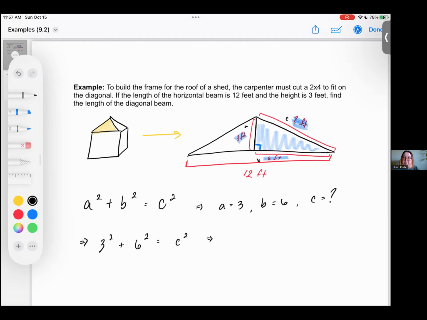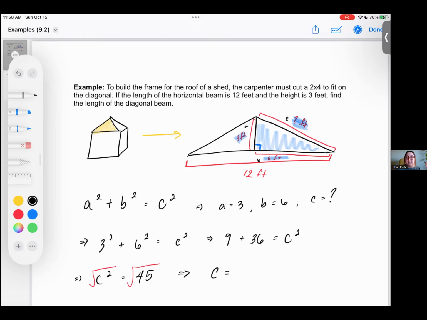We're trying to solve for C, so let's simplify a little. 3 squared is 9. 6 squared is 36. That is equal to C squared. Adding 9 to 36, we get C squared is 45. We're trying to find this value in feet. We need to find C and not C squared. So we can go ahead and take the square root of both sides. In this case, we have that C would be equal to the square root of 45.